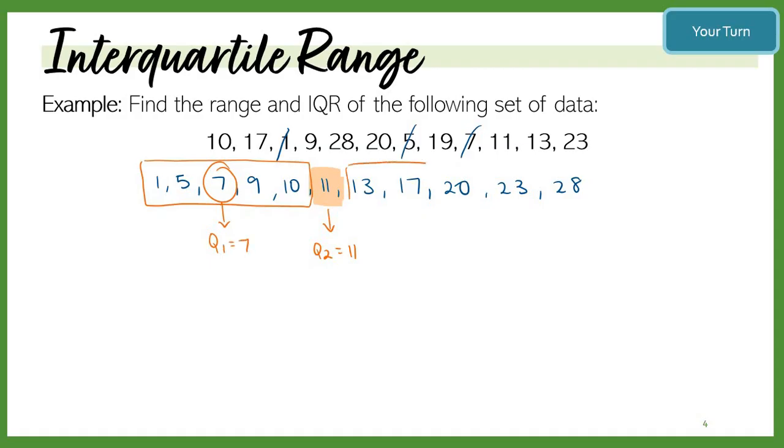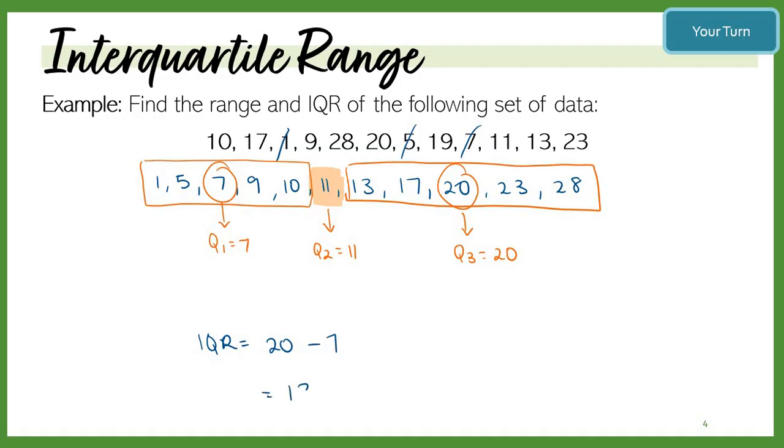Then in that second half, I'm going to identify the median, in this case being 20. So my Q3 is equal to 20. That means that my IQR is going to be equal to 20 minus 7, being 13.